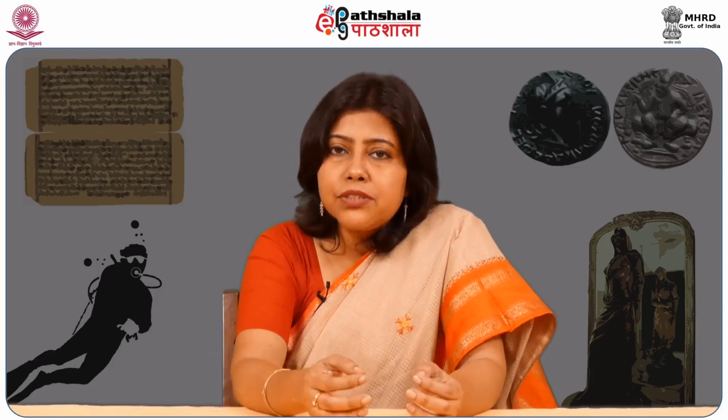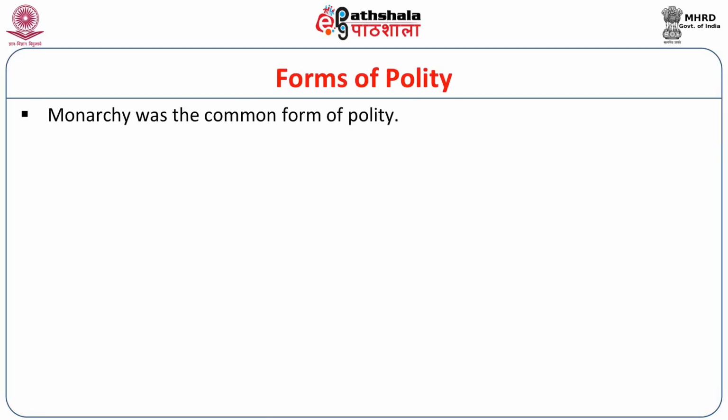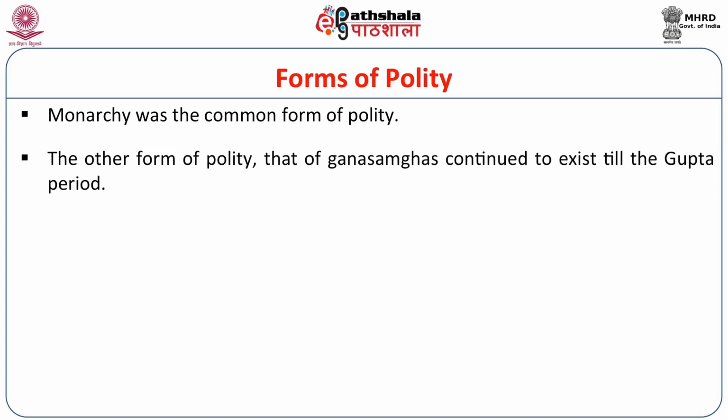Probably it is for this reason that the Allahabad pillar inscription contains such a detailed and vivid description of the conquest of Samudragupta throughout the whole of India. The forms of polity or the forms of government. Monarchy was the common form of polity. The other form of polity, that of Gana Sanghas, continued to exist till the Gupta period.